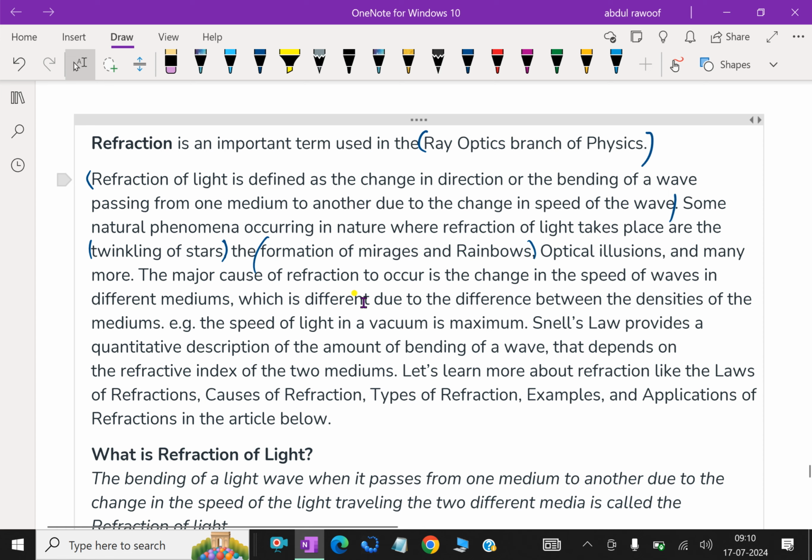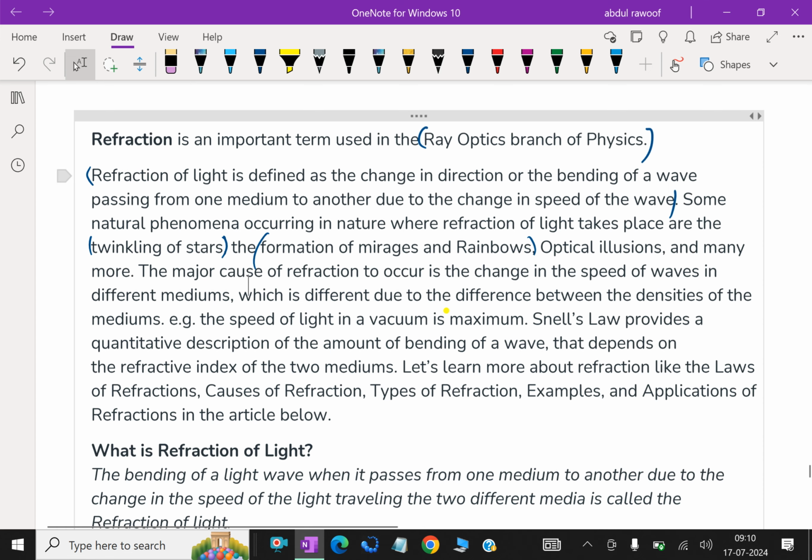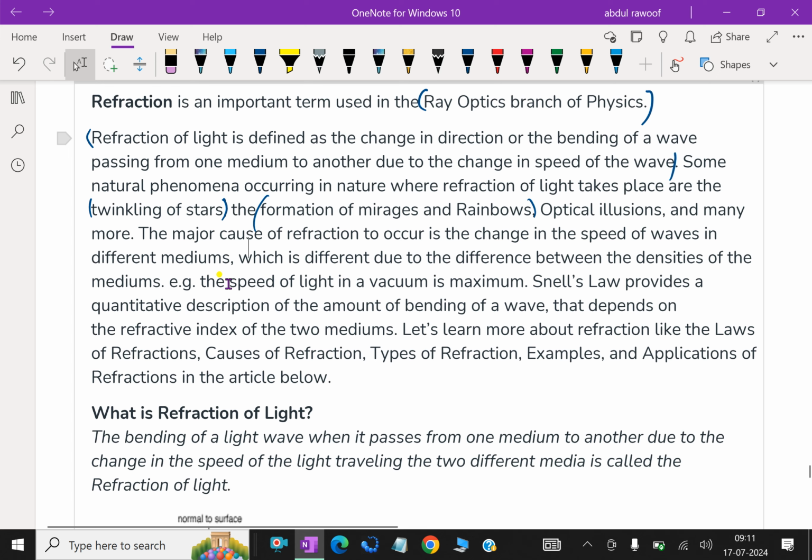The major cause of refraction is the change in the speed of the wave in different mediums, which differs due to the difference between the densities of the mediums. As the density changes, the speed of light passing through those mediums also changes. The speed of light in vacuum is maximum. Snell's law provides a quantitative description of the amount of bending of the wave, which depends on the refractive index of the two mediums.